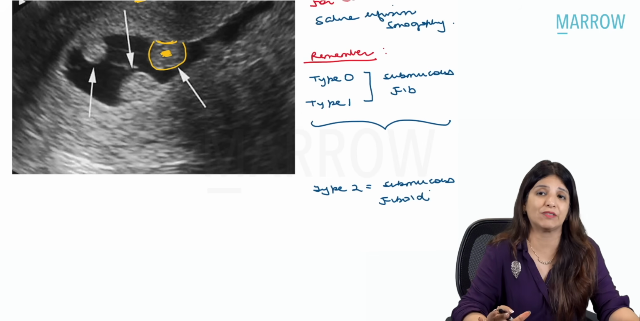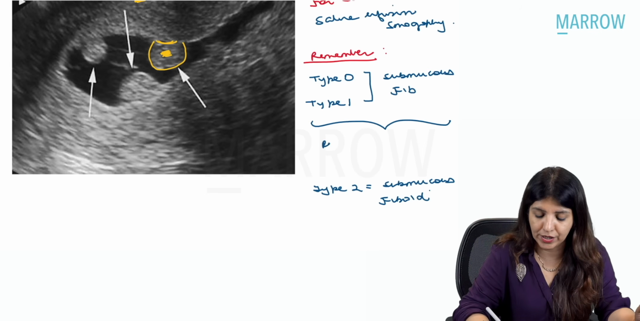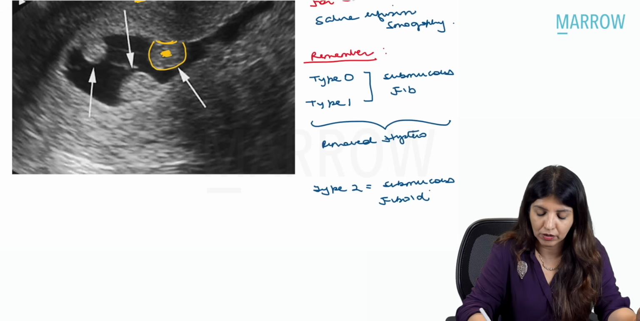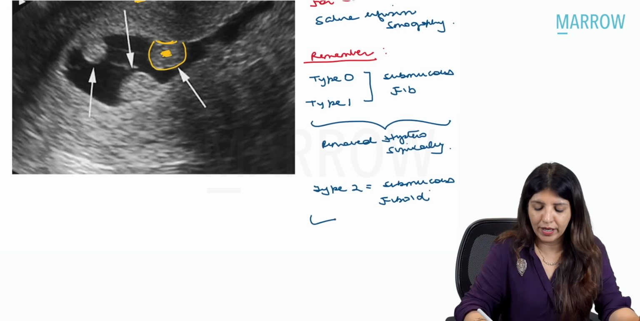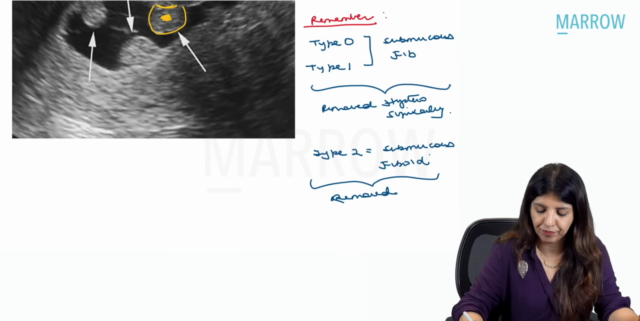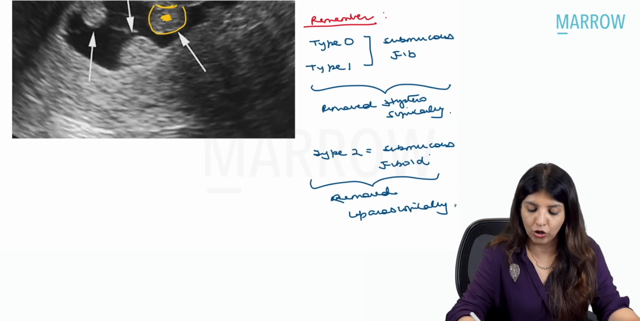This is the FIGO classification. Now, type 0 and type 1 submucous fibroids can be removed hysteroscopically. Whereas type 2 submucous fibroid has to be removed laparoscopically. This is the difference. Clear to all of you?